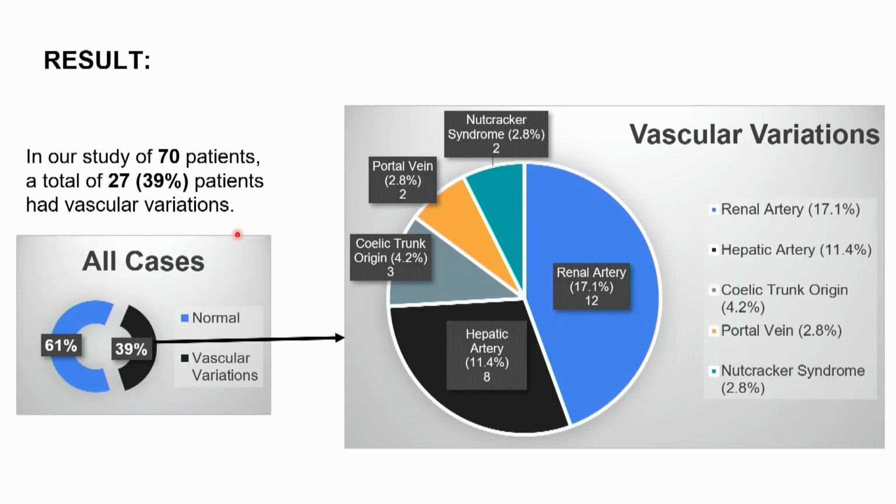So, out of 70 patients, a total of 27, that is 39% patients had vascular variants and 61% patients did not have any vascular variations. Out of the vascular variations, renal artery variations constituted the most common category, amounting to 17%. Next was hepatic artery variation seen in 11.4%, followed by celiac trunk origin variation seen in 4.2%, and portal vein and nutcracker syndrome seen in 2.8%.